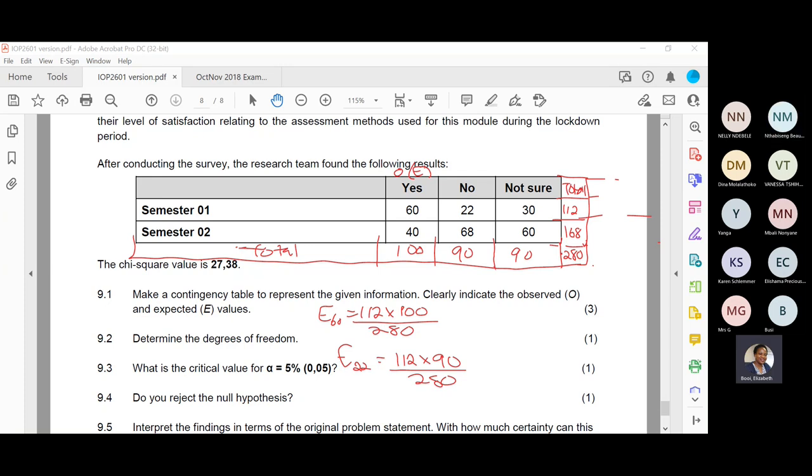Okay, so have you tried to answer? Just give me a sec. Let me just write all those values here.